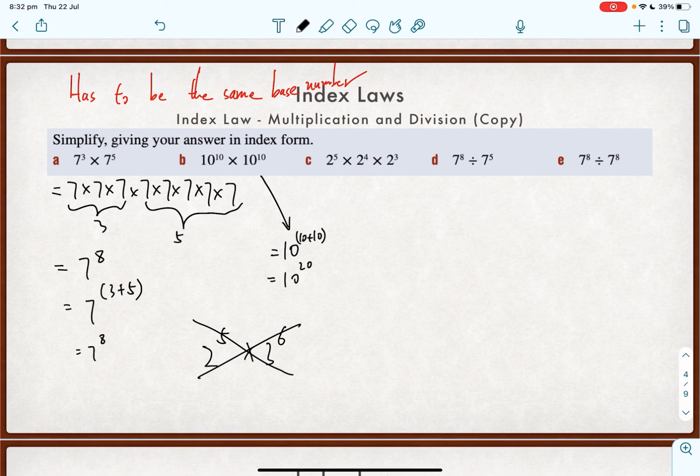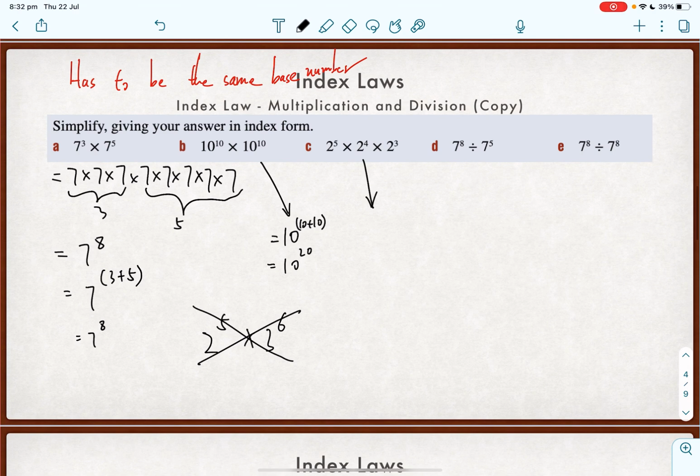Cool. Now it doesn't matter if you have multiple, so you've got 2 to the power 5 times 2 to the power 4 times 2 to the power 3, so you've got 2 to the power of 5 plus 4 plus 3, which is 2 to the power of 11.